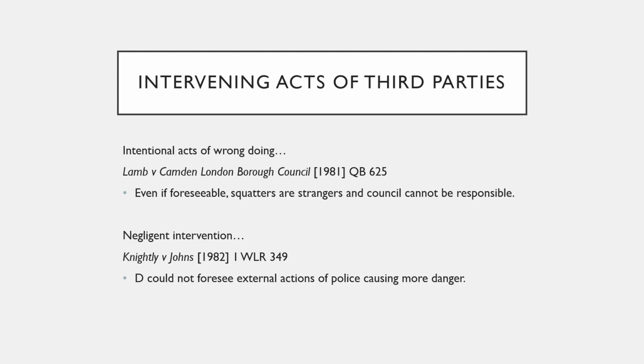We can also look at negligent intervention. Knightley and Johns is a very good case here. The defendant overturned their car in a tunnel. Police come, they try to close off that tunnel, make sure no one can go through it to prevent an accident. However, the police tell the other one to drive through the tunnel in the opposite direction from traffic to go to the other side and close off the other side.